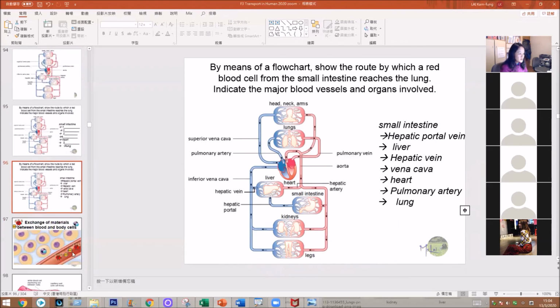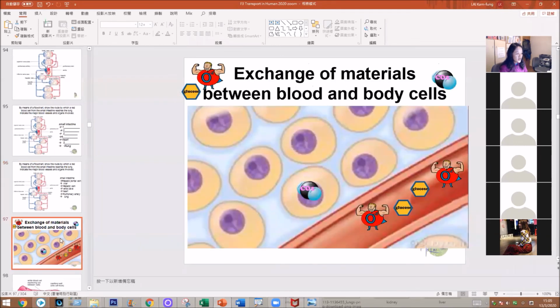First of all, you have small intestine, hepatic portal vein, and then the hepatic vein, and then we have vena cava. Go to the heart, pulmonary artery, and then the lungs. Okay, yeah, so this is the flow chart.